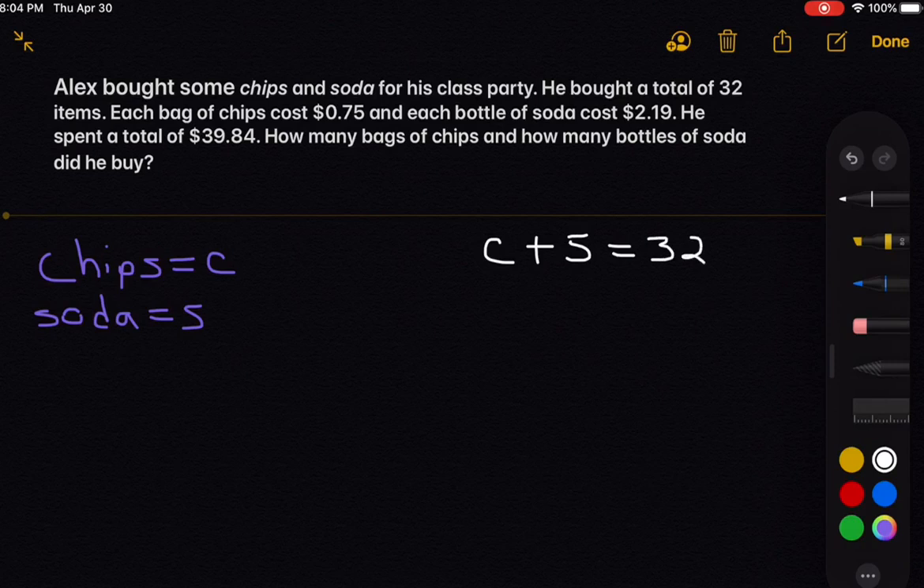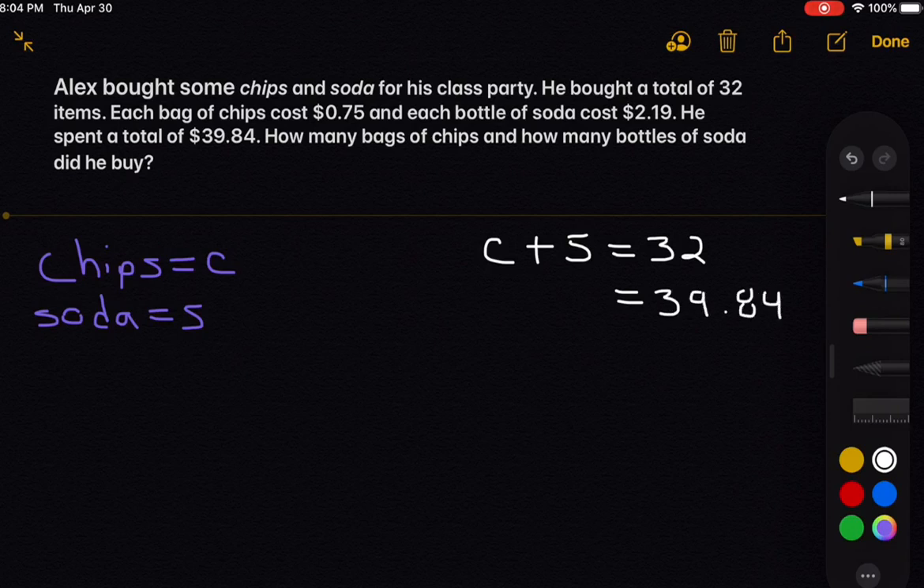Okay, let's keep on reading the problem. It's saying that each bag of chips costs 75 cents and each bottle of soda costs $2.19, and that the total he spent was $39.84. So we're going to use that information to build our second equation. We know that the total money that he spent was $39.84.